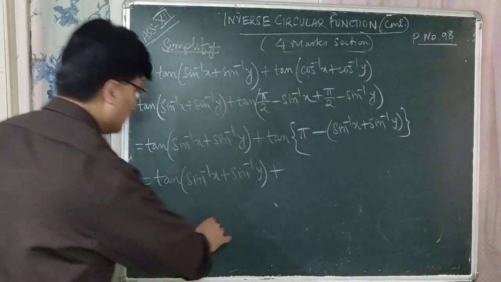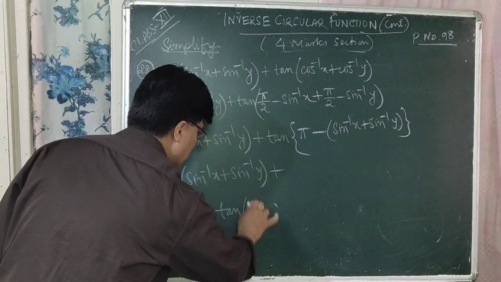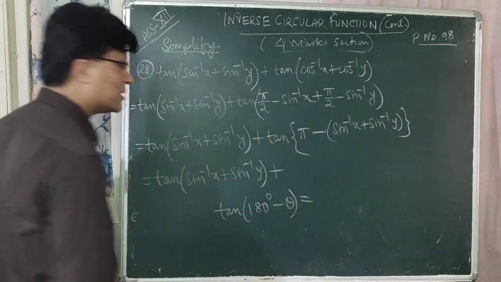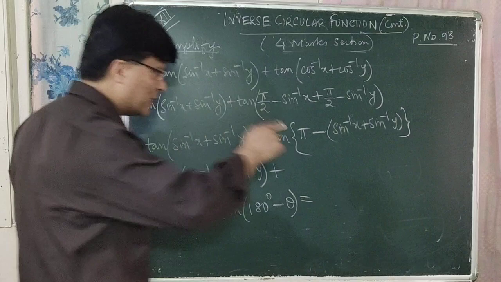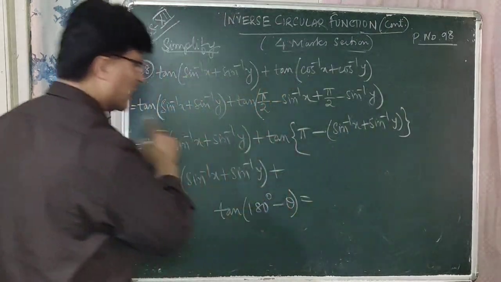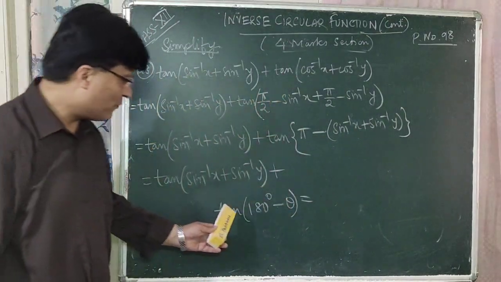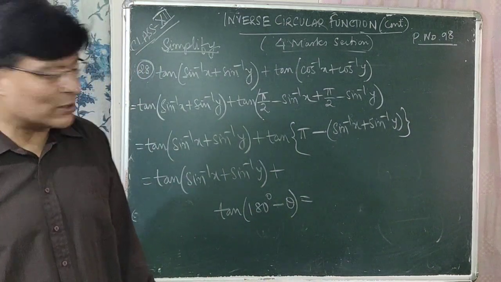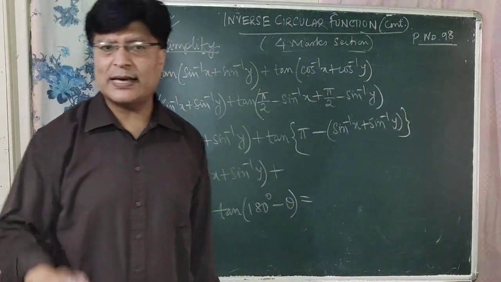So what is the formula for tan of 180 degree minus theta? Your pi is 180 degree. What is tan of 180 minus theta? Let us take this sin inverse x plus sin inverse y as theta. What is the formula for tan 180 minus theta? It is minus tan theta, because 180 degree minus theta lies in the second quadrant.